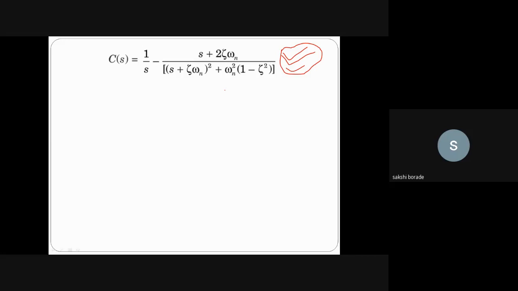Yes, sir. Okay, so I just want you to please note down this c of s equals 1 upon s minus s plus twice zeta omega n whole divided by this entire expression. So how we will get this expression? By applying the partial fraction technique, a upon s plus bs plus c upon that entire term. Then find out the value of a, b, c. Definitely you will get this answer.